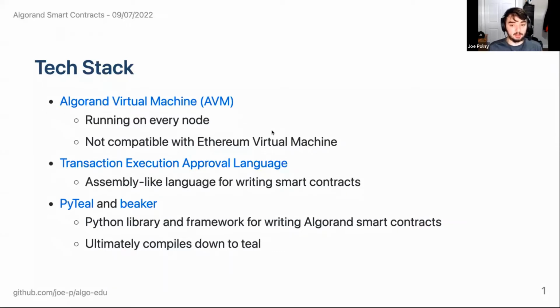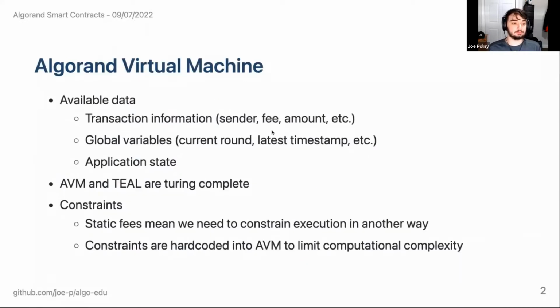And then Beaker is a more complete framework, something like Django or Ruby on Rails, where it provides a lot of abstraction and helper methods to make development as easy as possible. But at the end of the day, whether you're building using Teal or Beaker or any other higher level language, everything compiles down to Teal, because that is ultimately the language that the Algorand nodes understand.